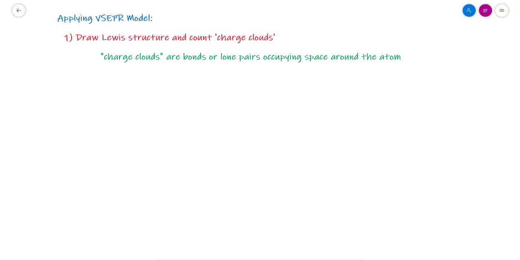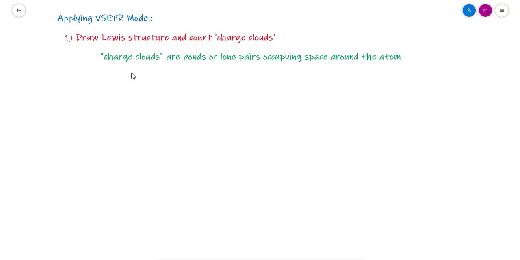All right, so in applying this VSEPR model to evaluate what a two-dimensional structure might look like in 3 dimensions, we start with the first step, which is drawing the Lewis structure, so drawing it in 2D. And then we count the charge clouds that are around it. And we haven't talked about charge clouds yet.